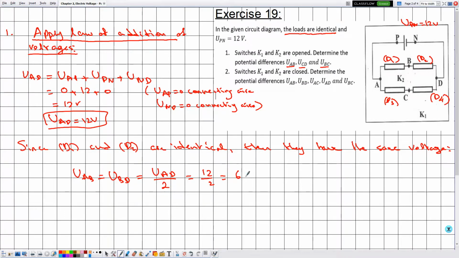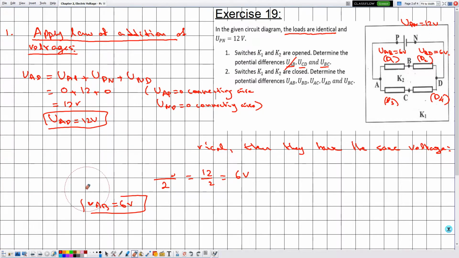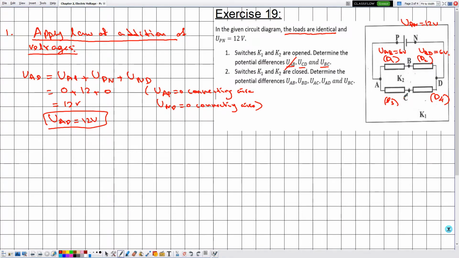Since everything is expressed in the SI, this is in volts, which means that UAB is equal to 6 volts. So here we have that UAB is equal to 6 volts and UBD is equal to 6 volts. So we are done with UAB. We are also interested in determining UCD. So UCD can be done in the same way. Now we have already determined the voltage UAD, which is equal to 12 volts. No need to repeat this step.